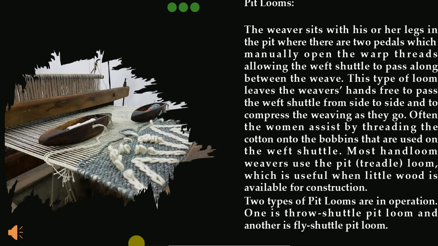Often the women assist by threading the cotton onto the bobbins that are used on the weft shuttle. Most hand loom weavers use the pit, treadle loom, which is useful when little wood is available for construction. Two types of pit looms are in operation. One is throw shuttle pit loom and another is fly shuttle pit loom.